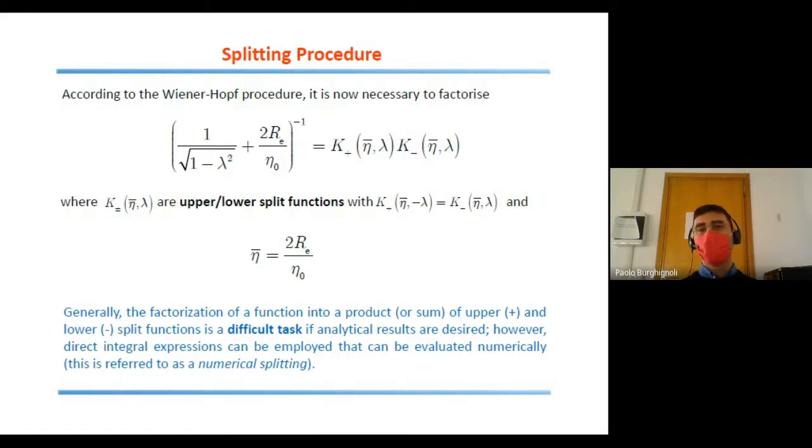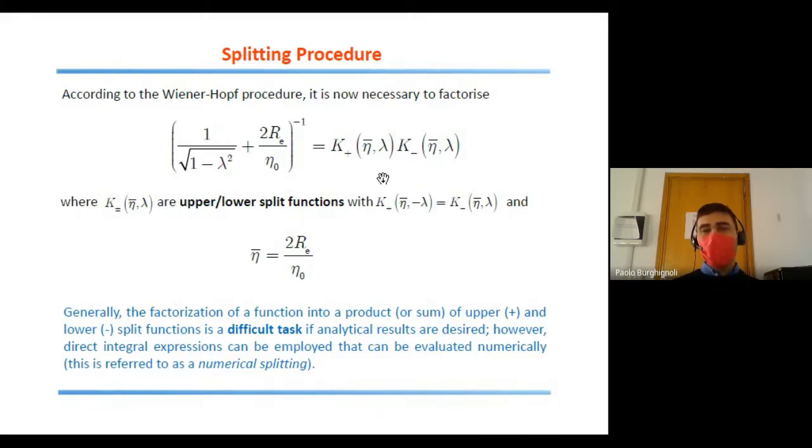We will not enter into the details of the existing techniques to perform this splitting. However, be aware that it is always possible to do that numerically. So it is possible to find integral expressions for those two split functions that, even if they cannot be evaluated in terms of any known functions, can anyway be evaluated numerically, to an arbitrary precision or accuracy as you need.